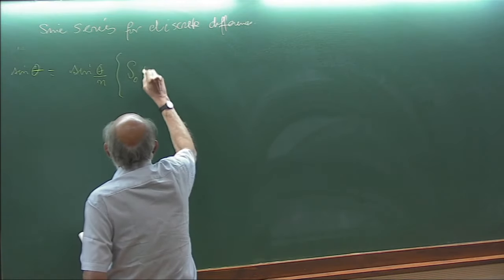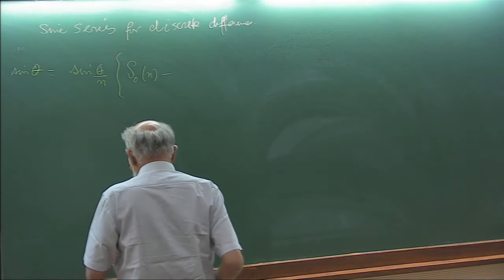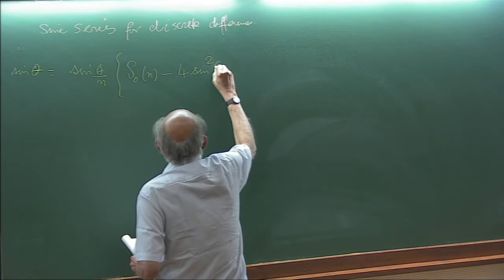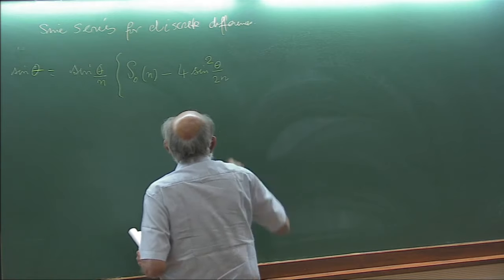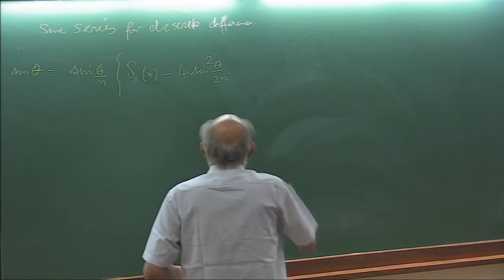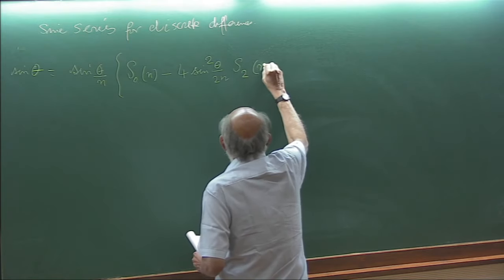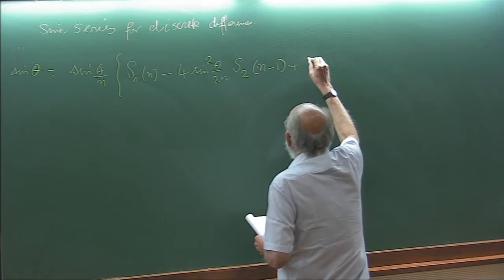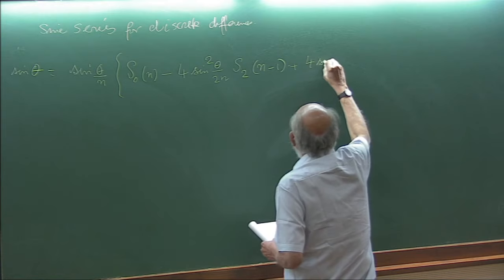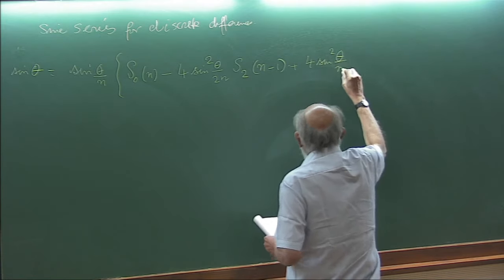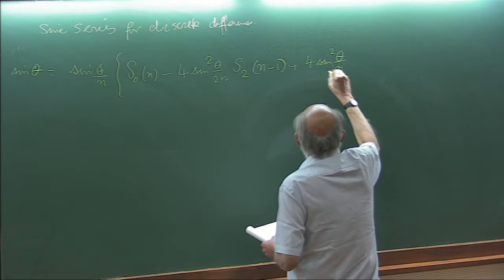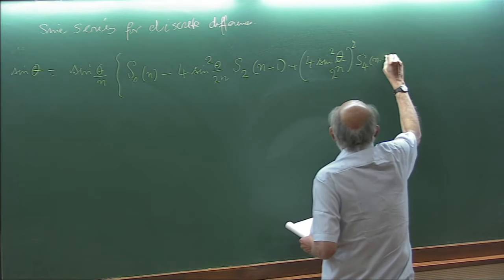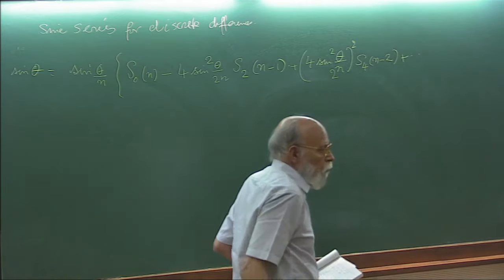Then I'll define these quantities in a minute. S0 at n, minus 4 sine squared of theta divided by 2n, S2 at the value n minus 1, plus 4 sine squared of theta divided by 2n, all squared, S4 at n minus 2, and so on.